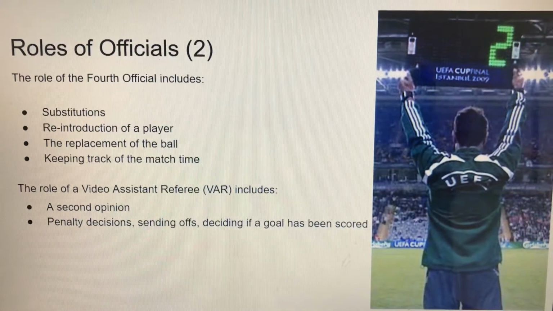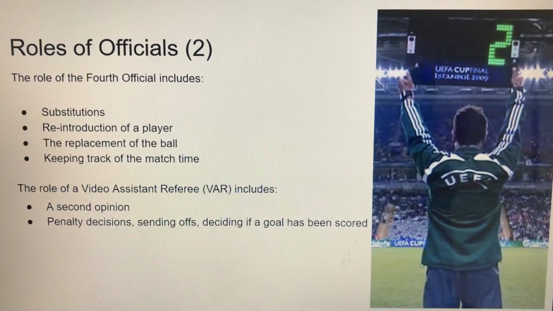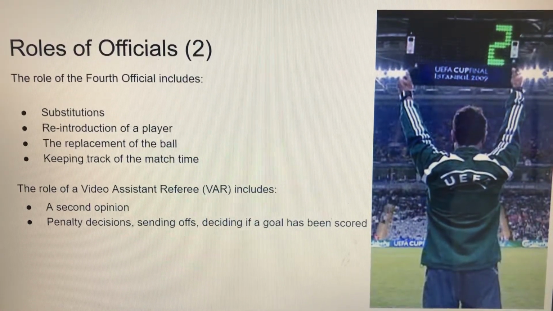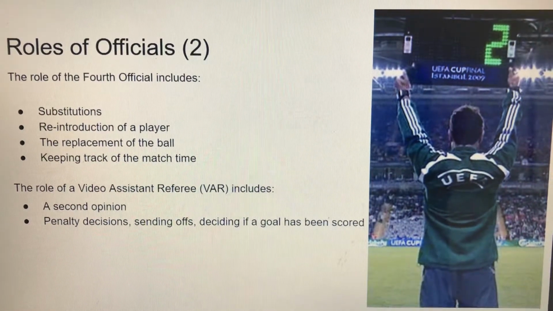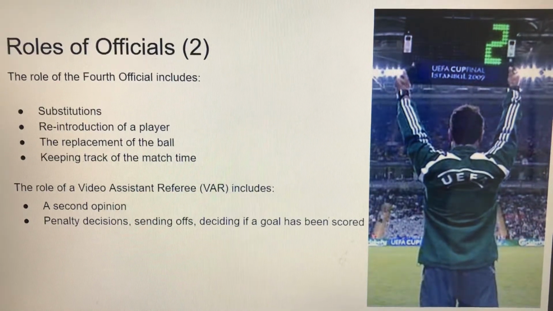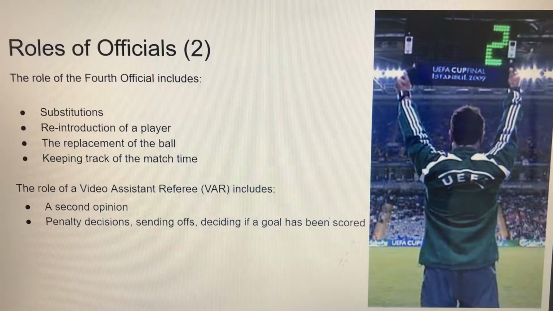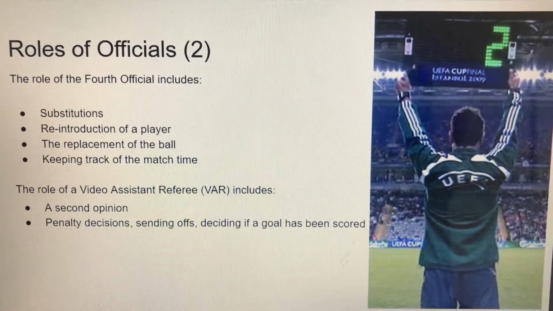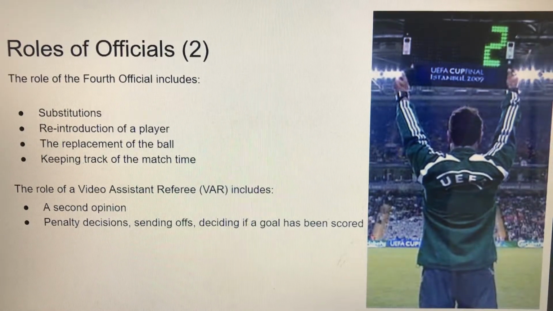The role of the fourth official includes supervising when a substitution is to be made by lifting a board with the number of the player being substituted and the player replacing him or her. The reintroduction of a player coming back onto the pitch, for example after treatment from an injury. The replacement of the ball being used in the game as a result of a puncture, for example. Or keeping track of the match time, assisting the referee.